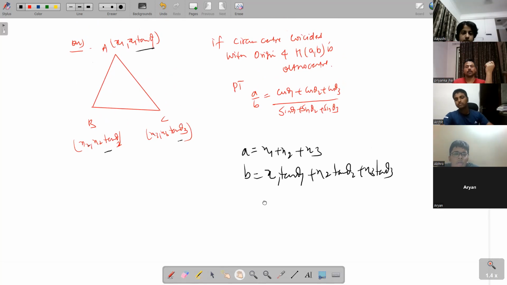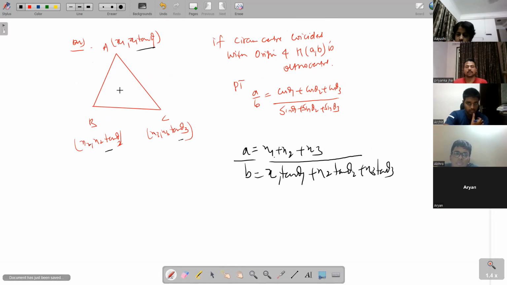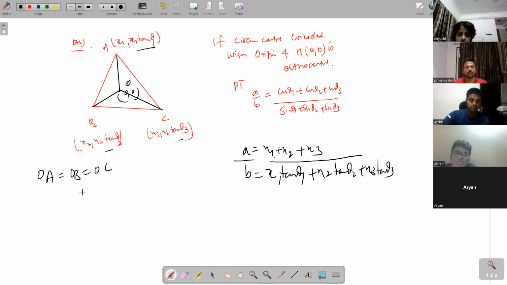Now we can take, because we have to find ratio, so we'll just do ratio. We'll take ratio, that is fine, but we have to remove x1, x2, x3 because there is no term of x1, x2, x3 over here. So question says that origin is the circumcenter. If origin is the circumcenter, so this distance must be equal to this, must be equal to this. So this is the property of circumcenter. So OA must be equal to OB must be equal to OC.